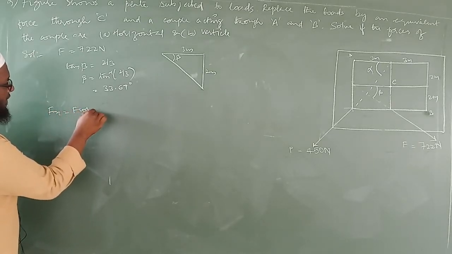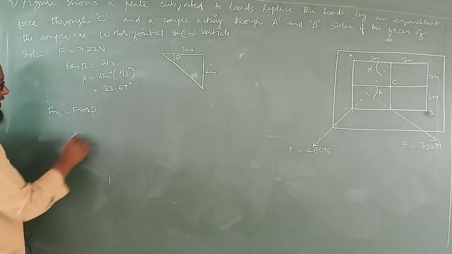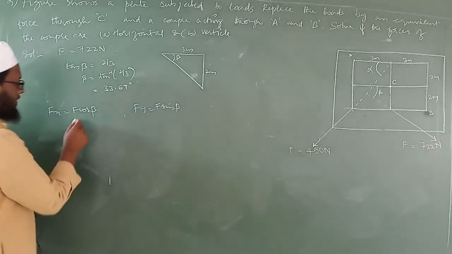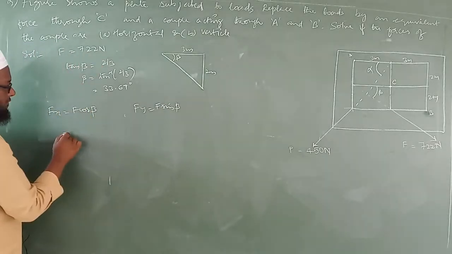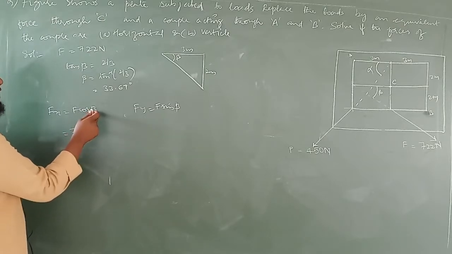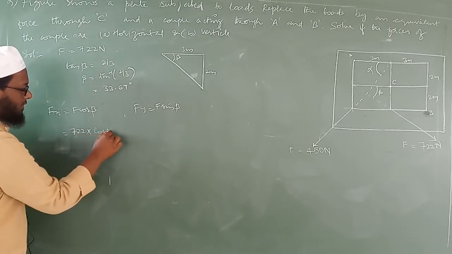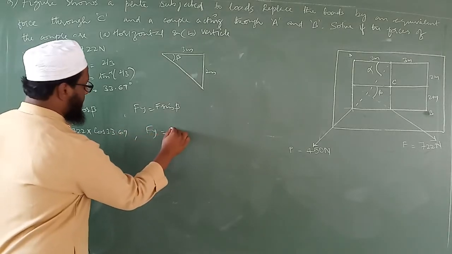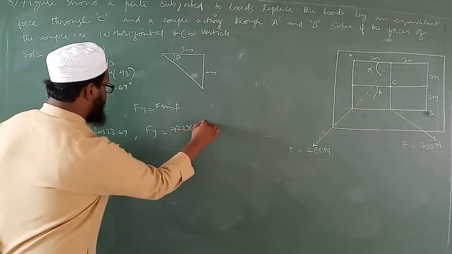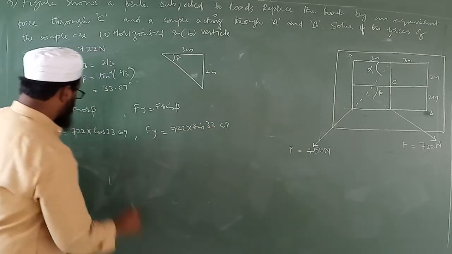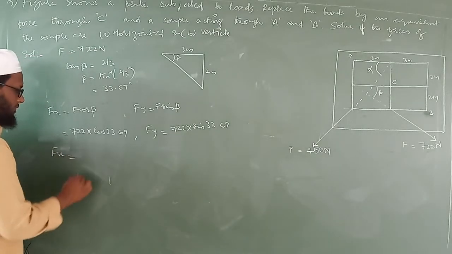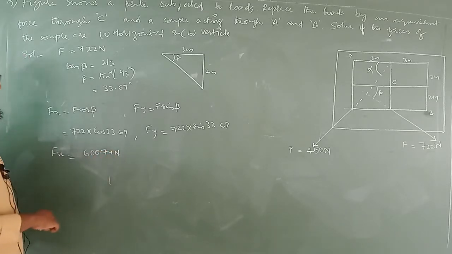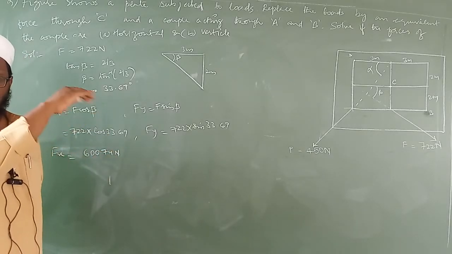Now we'll try to calculate our Fx and Fy. Fx is equal to F cos beta and Fy is equal to F sin beta. So F cos beta, what is the value of F? 722 into cos 33.69. What about Fy? 722 into sine 33.69. Tell me the value of Fx and Fy. 600.74 newtons.